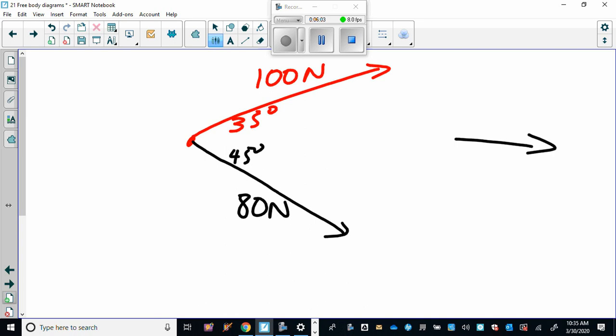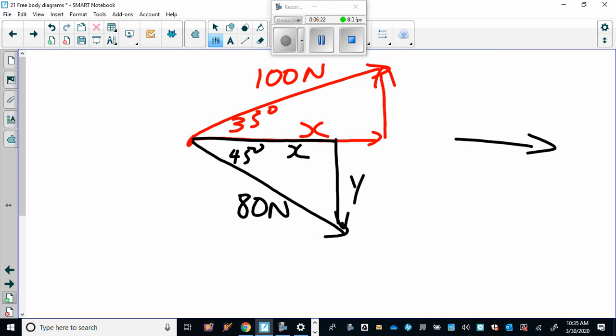So what we're going to do for that is the same thing as question 1. We're going to separate this one into a horizontal and a vertical component, but all we're concerned with is the horizontal. And then we're going to do the same thing for this one here. A horizontal and a vertical component, but all we're concerned with is the horizontal. So solve for these 2 things and add them up.